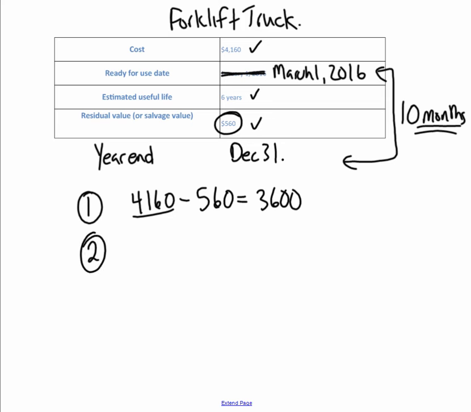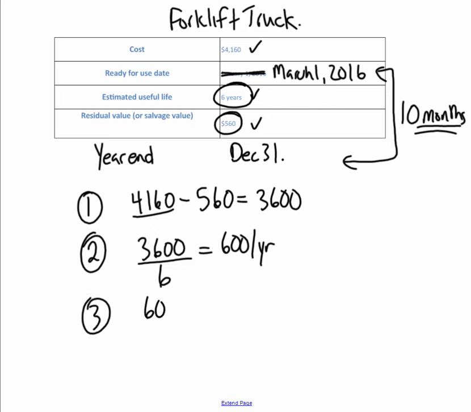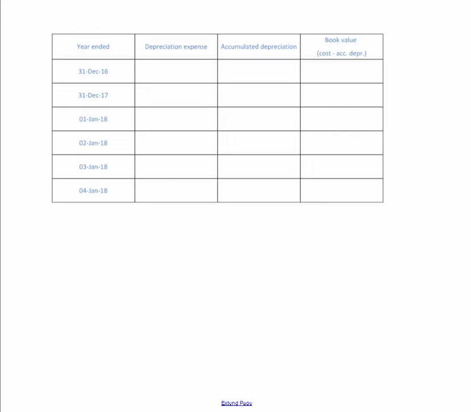Step number two is to calculate the annual depreciation. $3,600 divided by 6 years, our estimated useful life, is going to be equal to $600 per year. Notice no change. Finally, our monthly depreciation, the $600 per year divided by 12, equals $50. Again, no change. So what does change? Step number four and five change. We still have the same year end because our year end is December 31st. So that's not going to change.